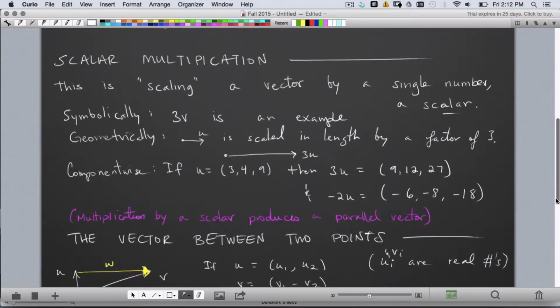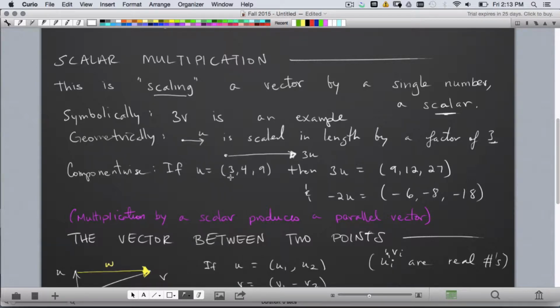Now, we can also do scalar multiplication of a vector. This is essentially scaling a vector by a single number, or scalar. So this number is called the scalar. And so in this case, 3 acts as the scalar, and we're multiplying 3 times v, getting a new vector. Geometrically, what's happening is we're taking the vector and we're scaling it in length by this factor, so in this case, a factor of 3. So this new vector is going to have length 3 times what it was initially.